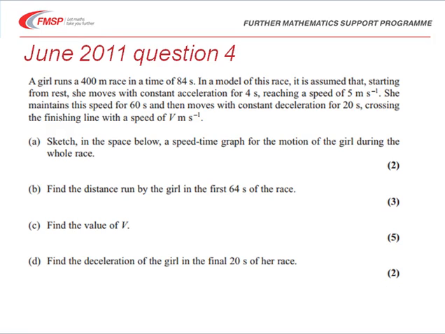So in part A of the question we're asked to sketch that information into a speed time graph. And then in part B, find the distance run by the girl in the first 64 seconds of the race. Part C, to find the value of v, which is her final speed. And in part D of the question, to calculate the deceleration of the girl in the last 20 seconds of her race.